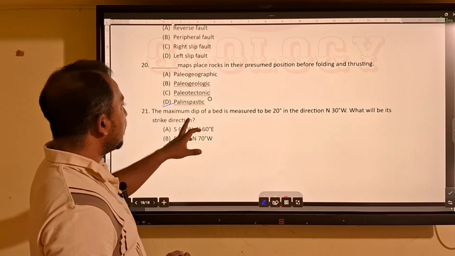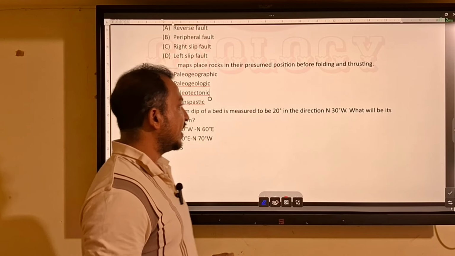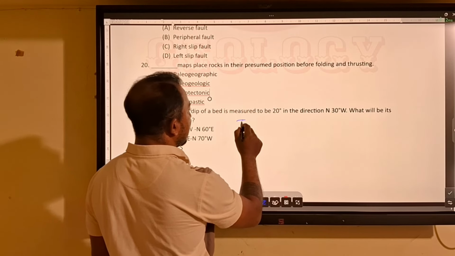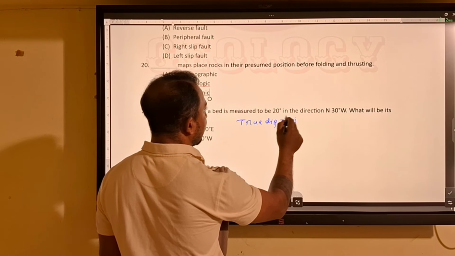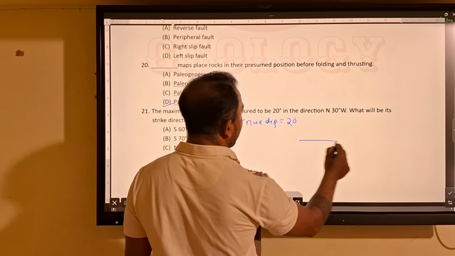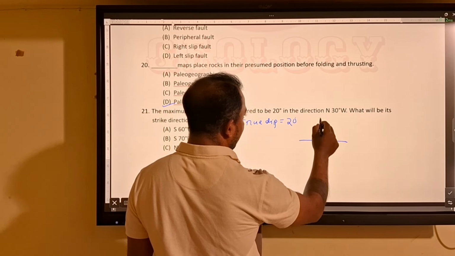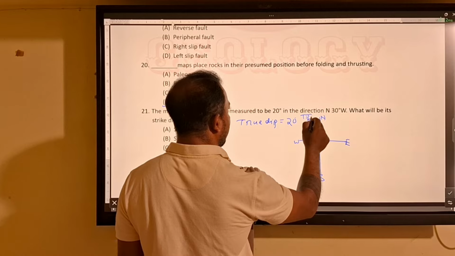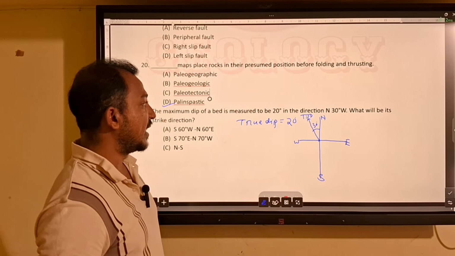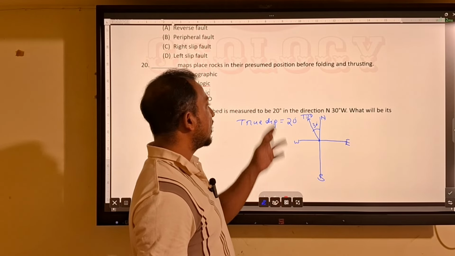Next question: the maximum dip of a bed is measured to be 20 degrees. Maximum dip means the true dip. True dip is 20 degrees in the direction of north 30 degree west. So let's take this is your north. So this is north 30 degree west. This will be the true dip direction. So in this direction we have a dip of 20 degrees.